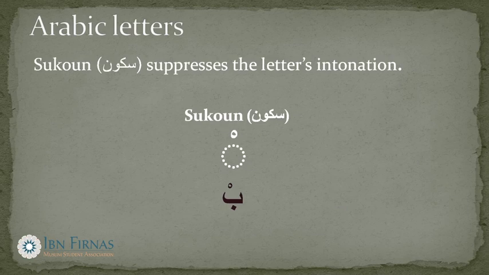There is one last symbol that we use, and it's called sukun, and it looks like this, and it basically suppresses the letter's intonation. So if we take a word like ab, which means father, you may find that the ba has a sukun, and in that case it would be pronounced ab. So you see there's no intonation there.